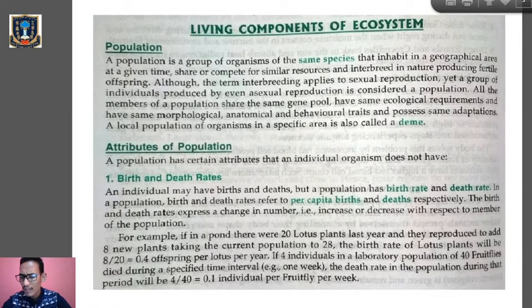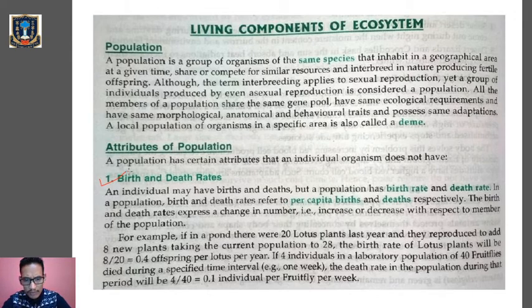And what are the attributes of a population? Our population has got different attributes that individuals usually show. So what are those attributes? Now we are going to discuss. The first attribute of the population is the birth and death rate.